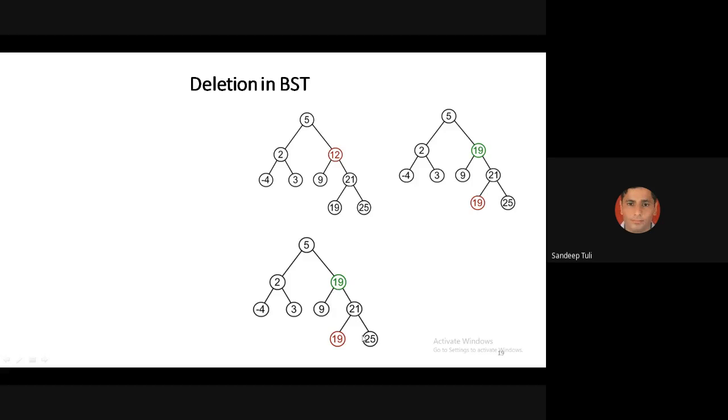So after this replacement, once we replace the node with the in-order successor, it will definitely belong to either Case 1 or Case 2. So you need to follow Case 1 or Case 2 in order to delete the node now, because 19 has already been replaced. 19 की value हम 12 की जगह लिख चुके हैं. So now 19 needs to be deleted. In this way, this will be the final tree for me. Is it okay?